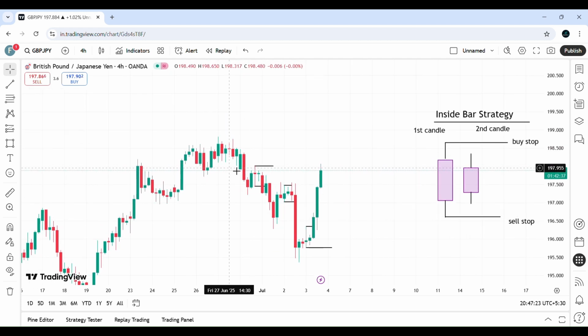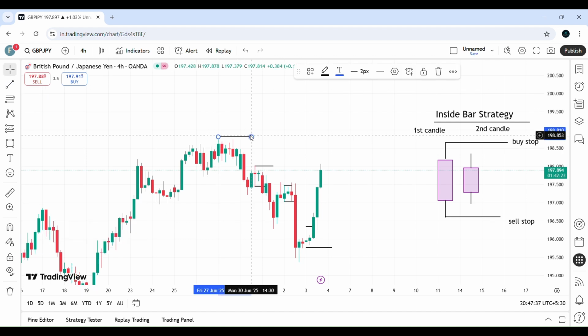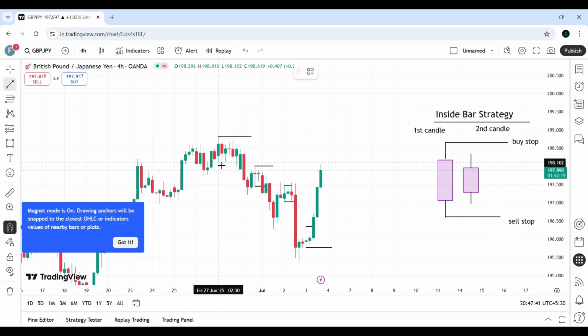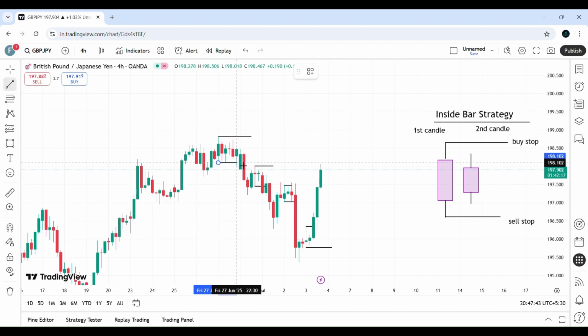And you could see here these two candles, different colored ones. You can see this candle is inside this candle, so you set your buy stop right over here, and you set your sell stop right over here, and boom, it activates your sell stop and you win this trade again. And you could see another one over here, these two candles.